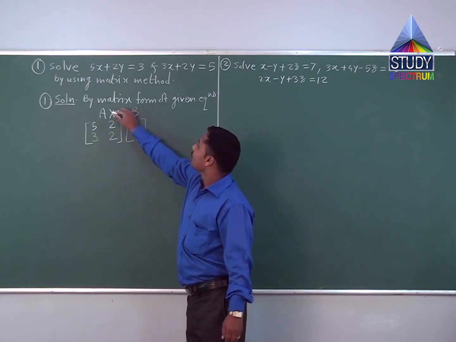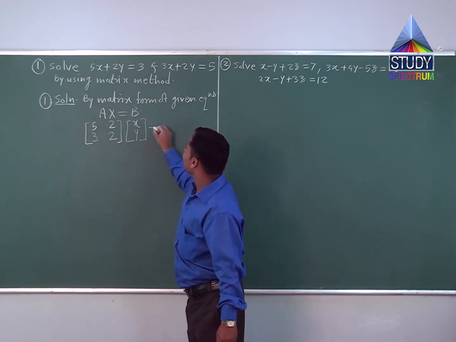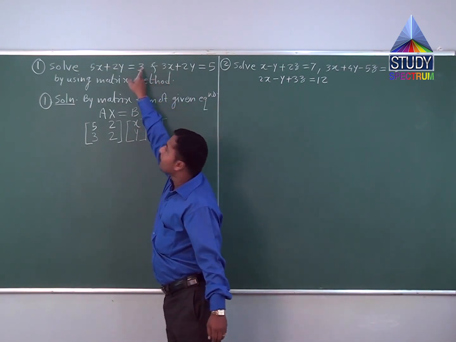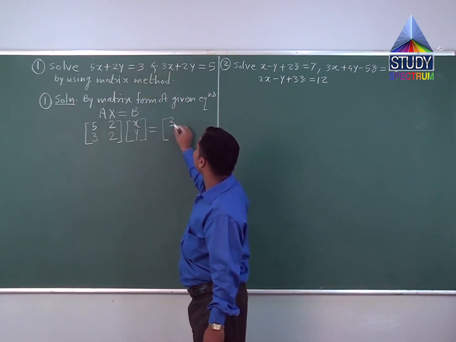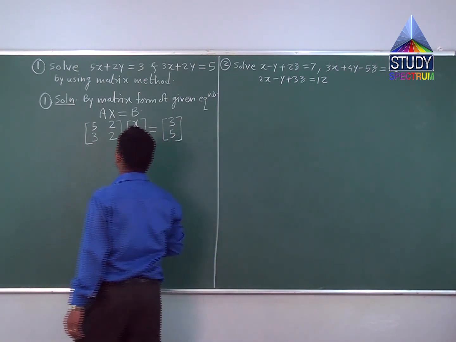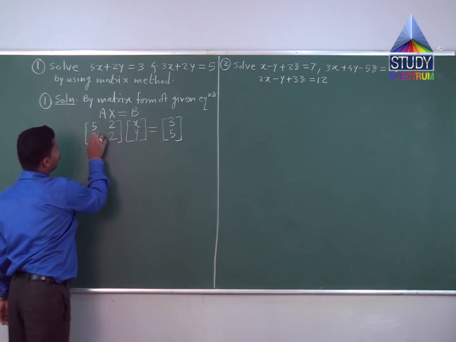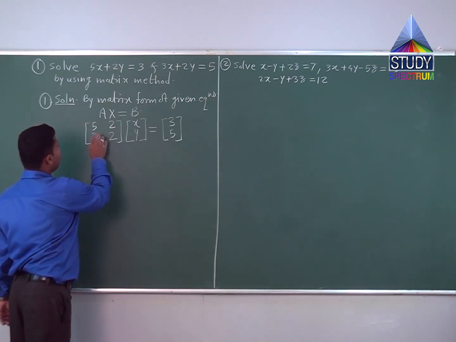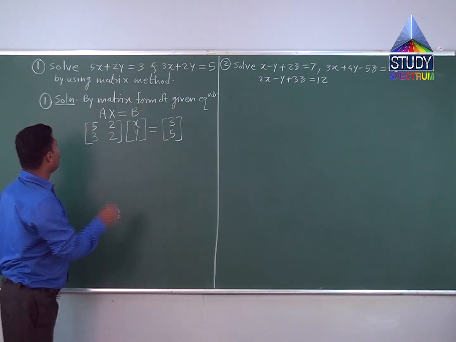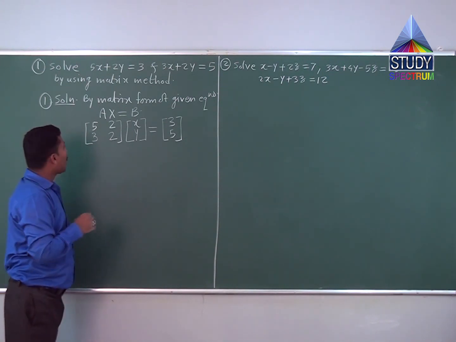This capital X means column matrix of unknowns x, y, equal to matrix B, the column matrix of right hand side of equations, so 3, 5. So we make this number a 0. Then how do we form this number as a 0? By using this number 5. So we use a row transformation.